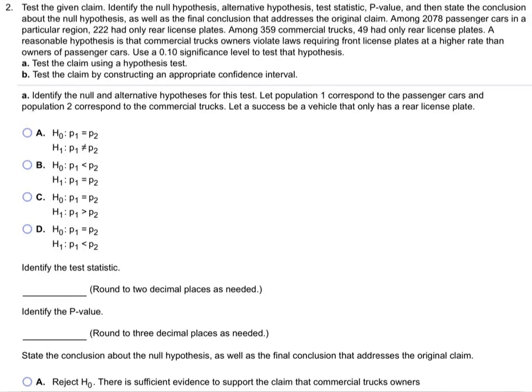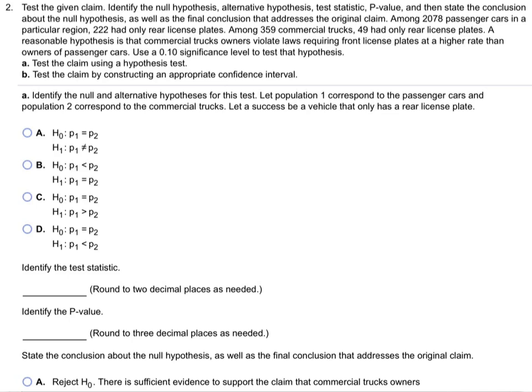Test the given claim. Identify the null. Test statistic. Okay, among 2078 passenger cars in a particular region, 222 had only rear license plates. Same kind of thing. 350 commercial trucks. We're comparing cars to trucks now. 49 had only rear license plates. Reasonable hypothesis that commercial truck owners violate laws requiring front license plates at a higher rate than car owners. Use 0.10 significance level to test the claim. So basically they're just wanting us to do this one. I guess it's just a normal one.